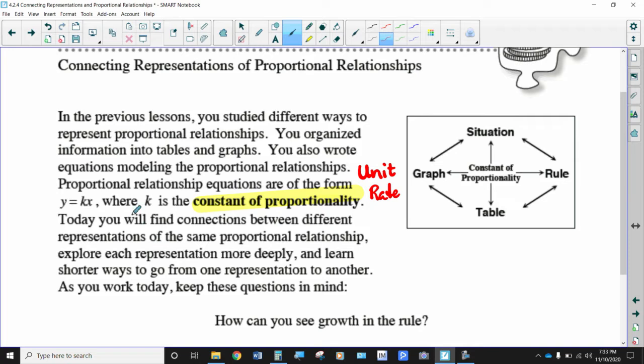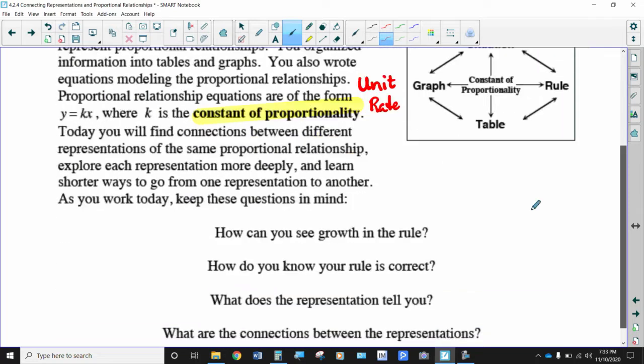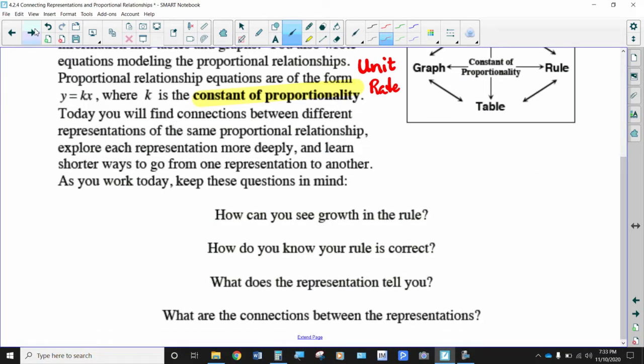Okay? Today, you will find connections between different representations of the same proportional relationship. Explore each representation more deeply and learn shorter ways to go from one to another. As you work today, keep these questions in mind. How can you see the growth in the rule? How do you know your rule is correct? What does the representation tell you? And what are the connections between those representations?